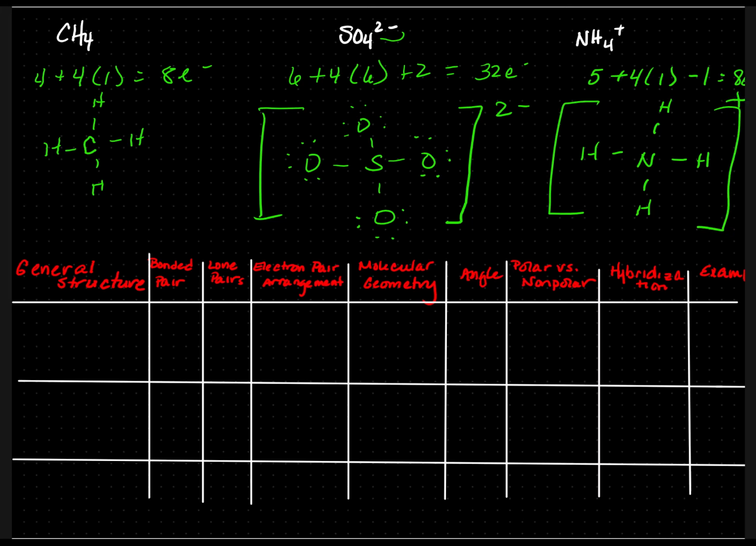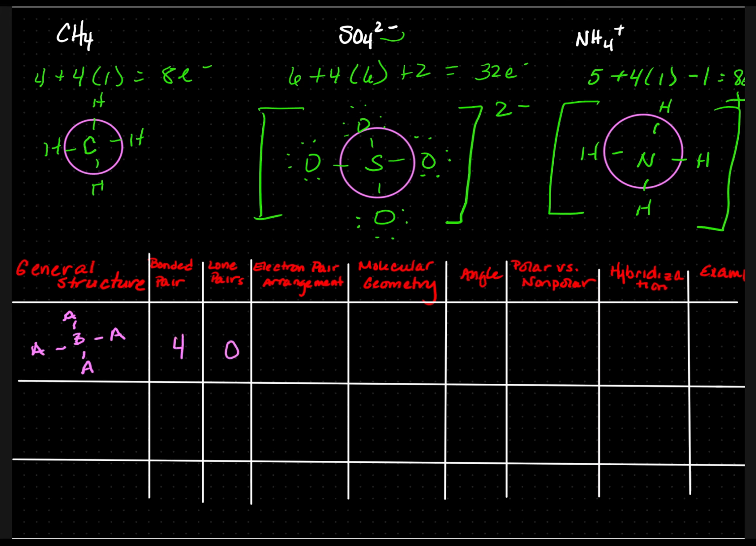So if I look at my central atom here, for carbon, there are 4 bonds, no lone pairs. For the SO4 2 minus ion, same thing. There are 4 bonds, no lone pairs. And the ammonium ion also has 4 bonds, no lone pairs. So the general structure of CH4, SO4 2 minus, and NH4 plus is a central atom with 4 atoms surrounding it. These atoms could be the same atom or they could be different atoms. We have 4 bonded pairs. Lone pairs, there are none.